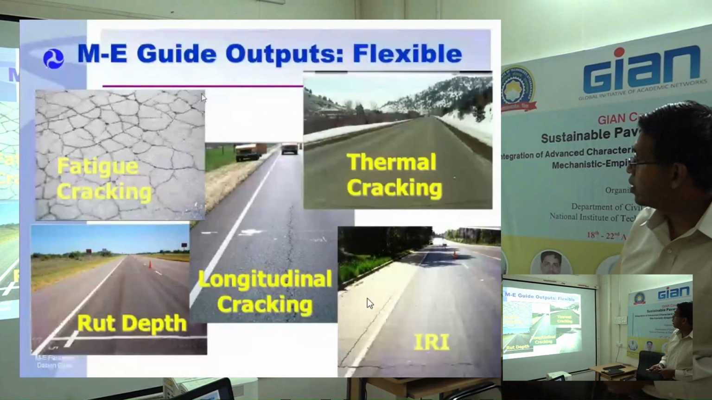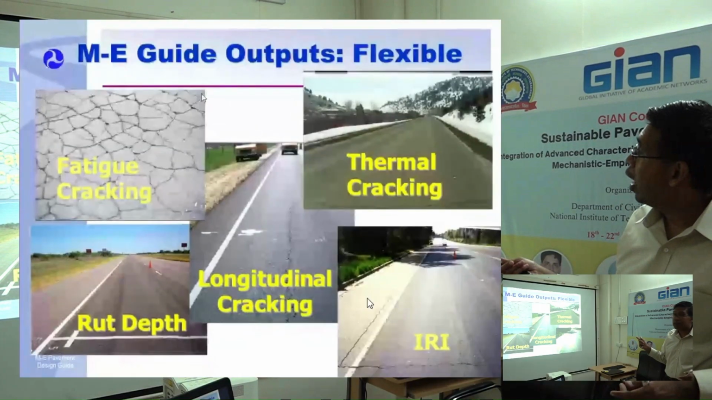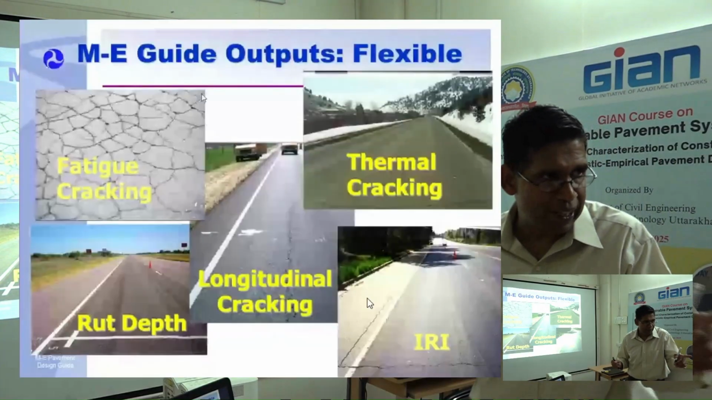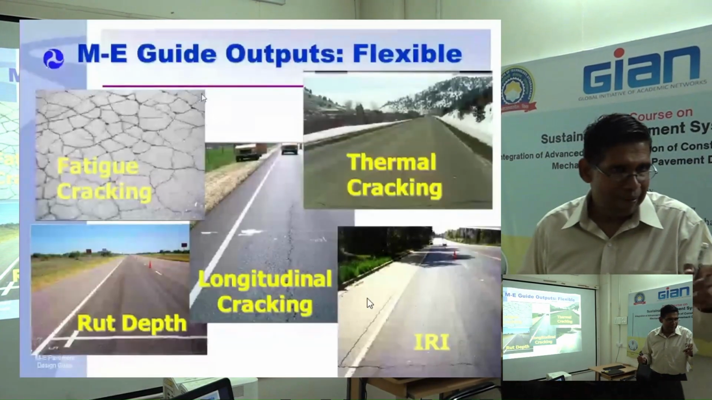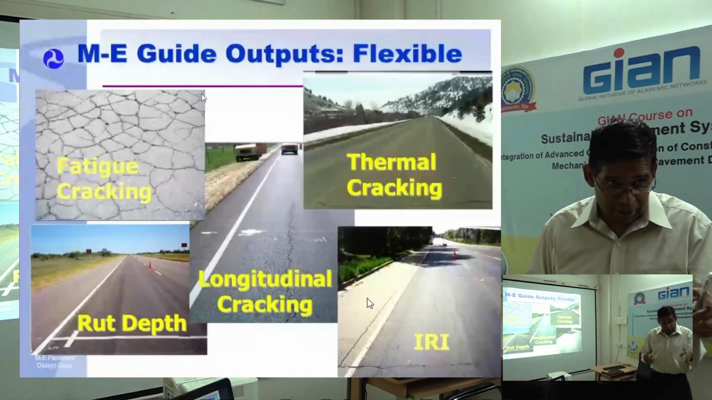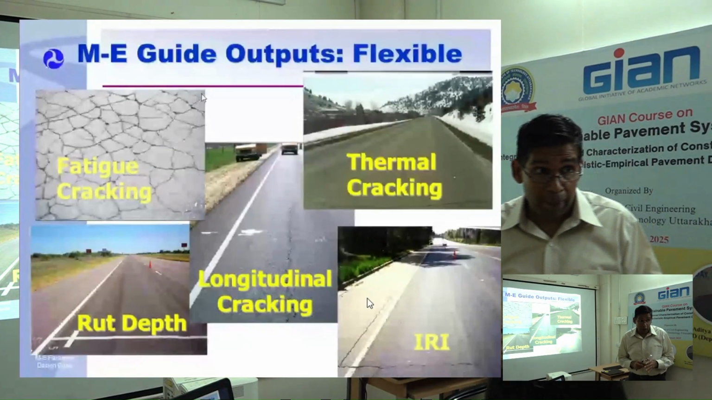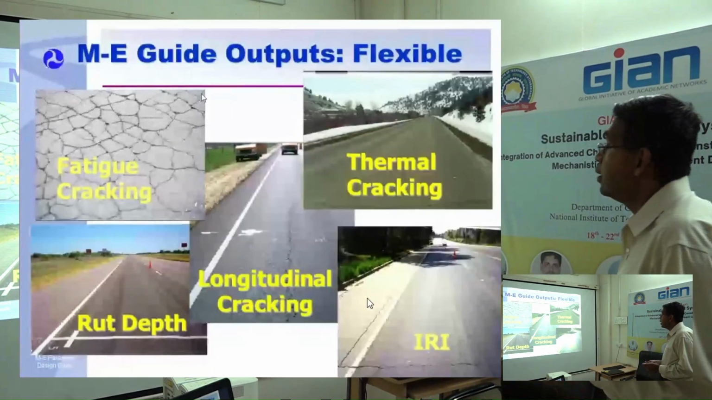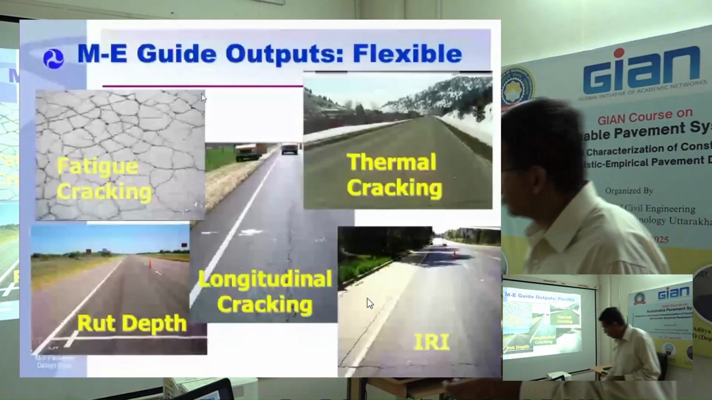Thermal cracking happens at low temperatures. How does thermal cracking happen? Remind me. When does it happen? Very low temperature. What is it? About minus 30 to 40. Yeah, so if you have a cold front, remember, do not confuse thermal cracking with freeze-thaw. Please don't confuse that. Then you have rut depth, and then longitudinal cracking can happen.